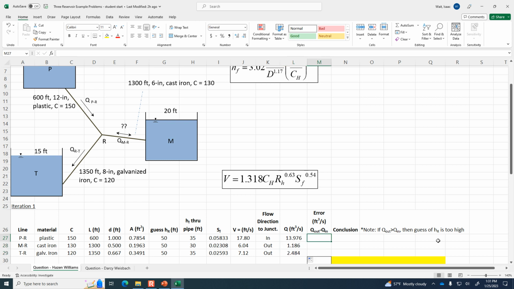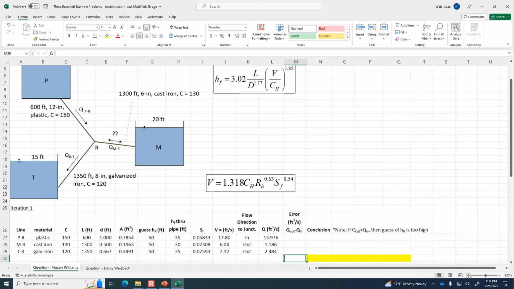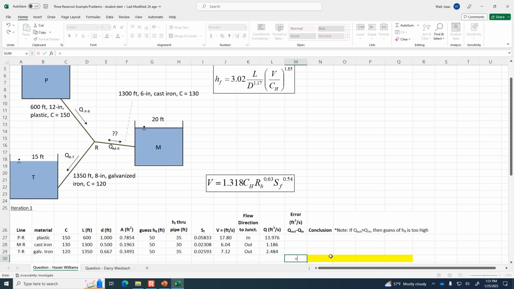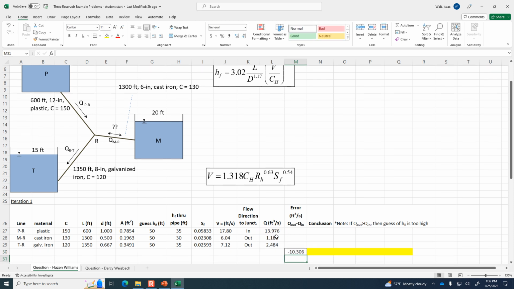Okay, so now the question is, comparing in and out. We want to have out minus in in this cell. So out minus in equals, here is an out, and here is an out. So that's the combined outflows, and then subtract the inflow. Out, the combined outflows minus the combined inflows. So the fact that this isn't 0 tells me that my guess wasn't perfect. I need to adjust my guess.